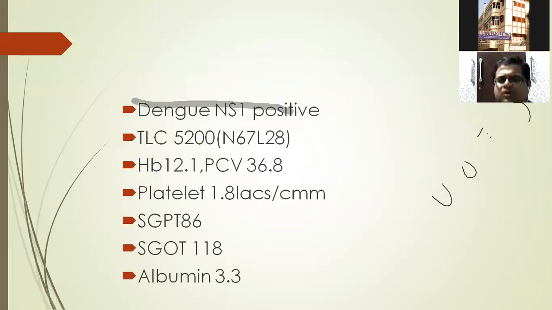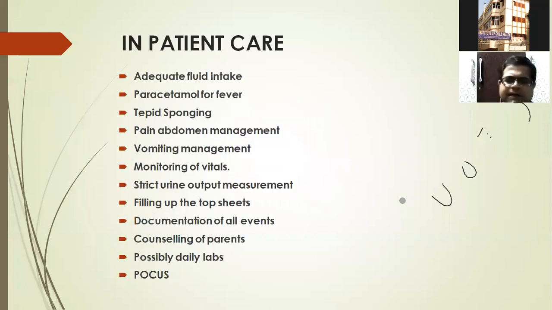The blood reports are almost the same. The dengue NS1 positive. Total count is 5,200. Hemoglobin, PCV is normal. Platelet is same. SGPT, SGOT is mildly elevated and albumin is normal. So see, there are no features of capillary leak. Blood reports are almost compatible with the previous 2 patients in case 1 and case 2, except a bit raised SGPT and SGOT, which is very much common in all dengue patients.